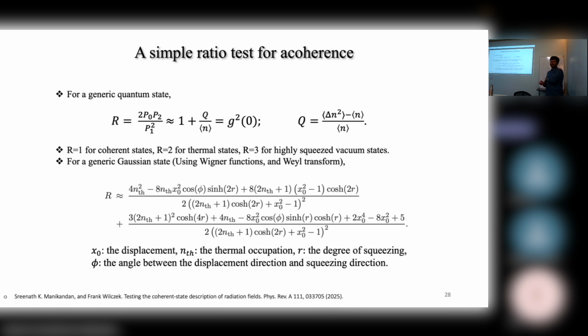I am curious whether people use this kind of relation to tell apart the source. Not the ratio test actually, but people do use other ways to probe the second order coherence function. But this is what we propose.